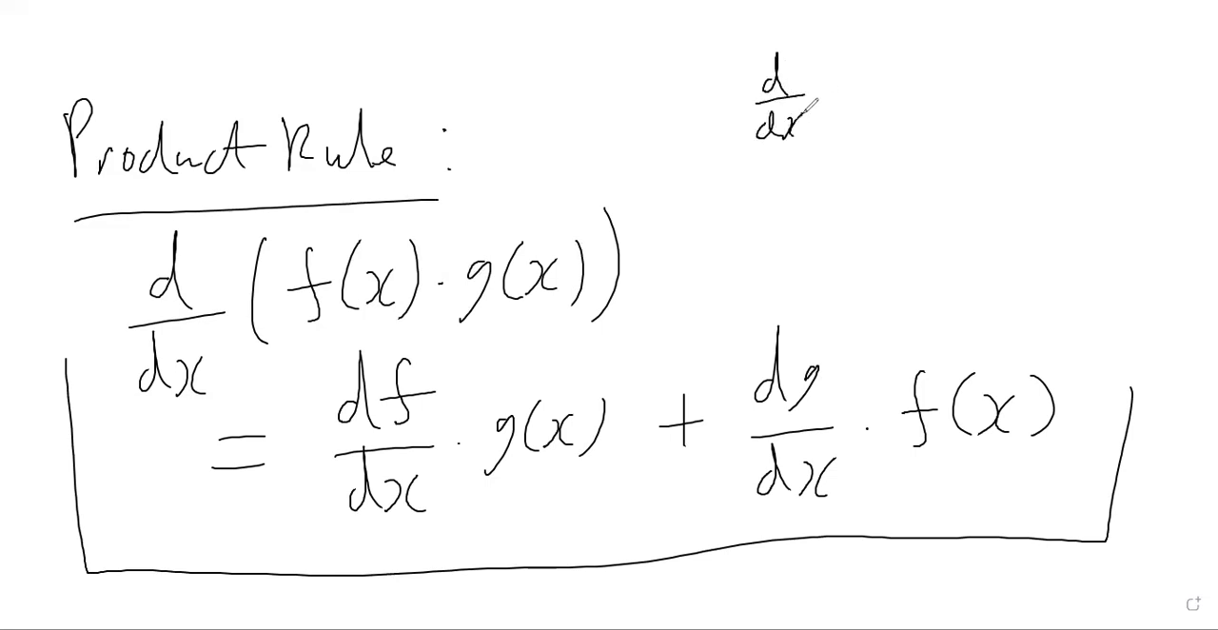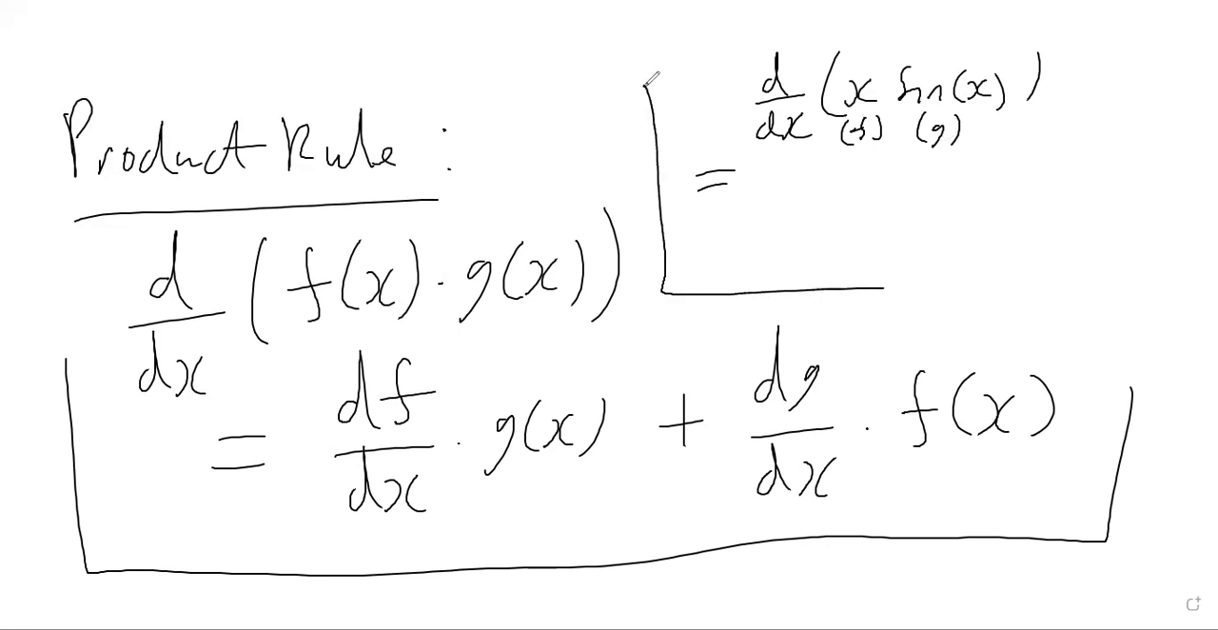So if we wanted to differentiate something like x times sine x, we've got two functions here, x and sine of x, and they're multiplied by each other. So this is when we can use the product rule. We call this first function f, and we'll call sine of x g. Using the product rule formula, we differentiate the f first. Differentiating x gives us 1, and we times that by g, which is the sine of x.